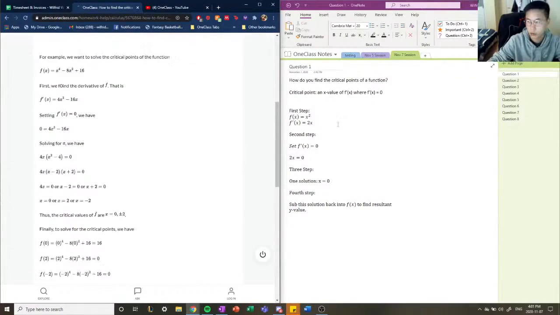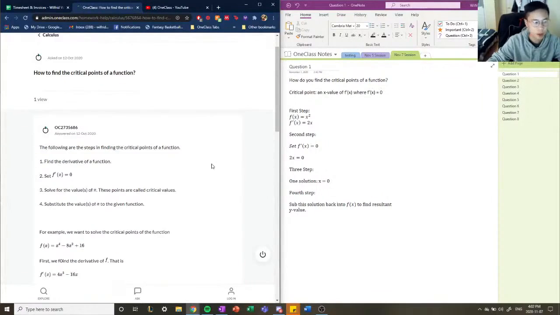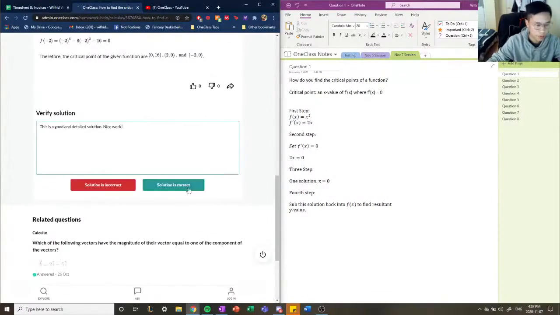I laid it out with x squared because this is a very simple example. But that is the general baseline of how you find the critical points of a function. There are obviously other ways of finding it by using its second derivative, but we're not going to cover that here. So we're going to move on to the next question.